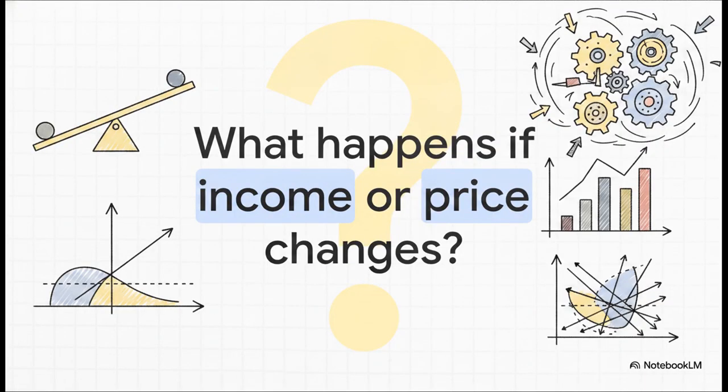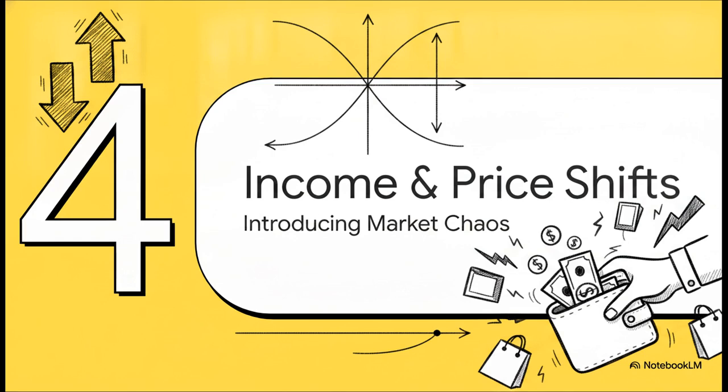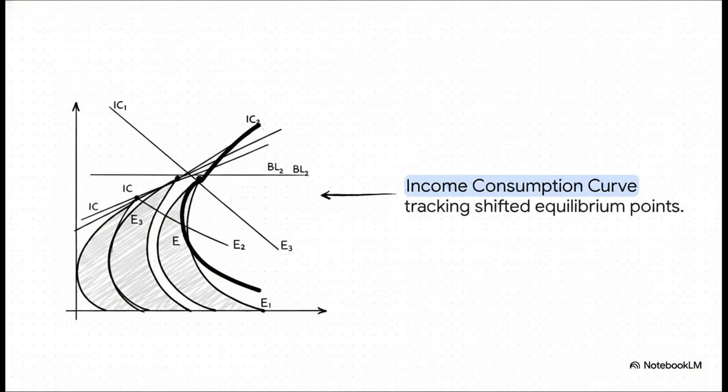So, equilibrium is a nice resting place, but exams love to test your ability to handle chaos. Everything is static until we act as the instigator and suddenly shift the parameters. Let's find out how the model reacts in part 4, Shifts in Income and Price, Introducing Market Chaos. First up, let's boost that income. If prices stay flat but you suddenly get richer, your purchasing power grows, shifting your entire budget line outward, perfectly parallel. Boom, you hit a new, higher tangency point.